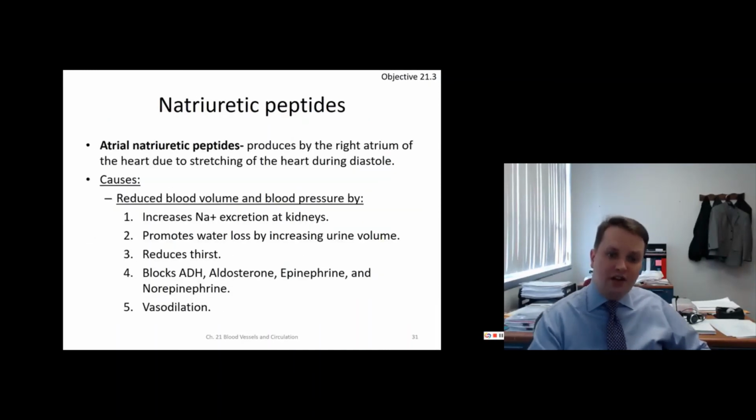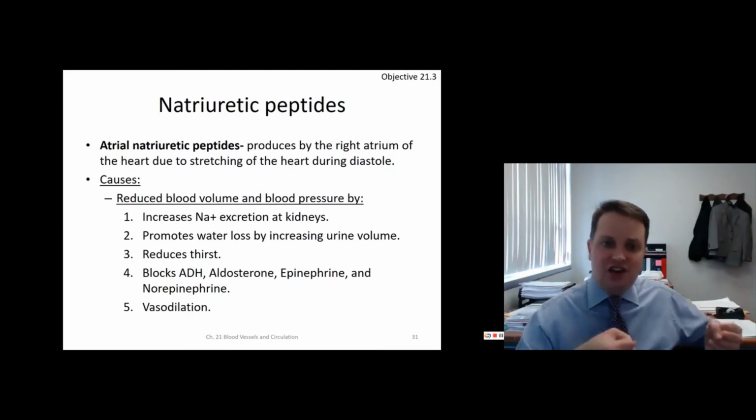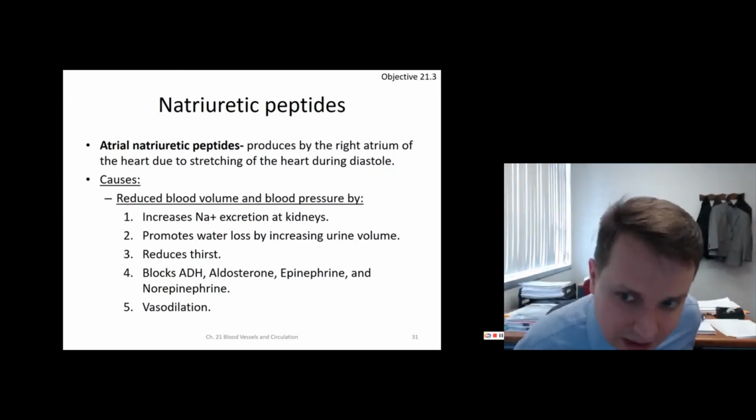Now, atrial natriuretic peptide, your right atrium makes it because it's stretching during your diastole because of increased venous return. That stretches the atria, the atrial wall stretches, that distension stimulates the release of a hormone into the blood.